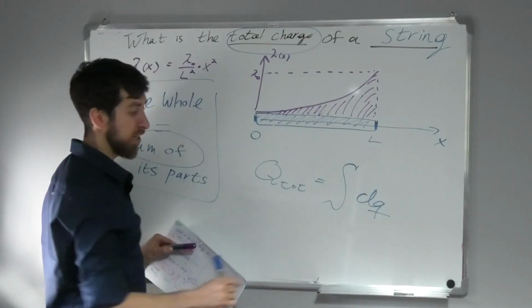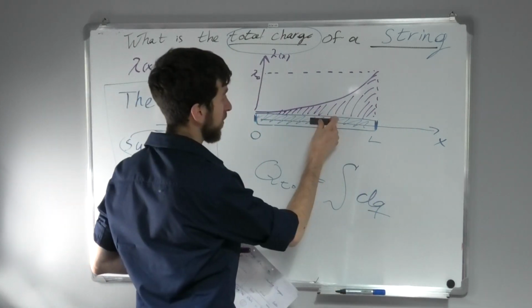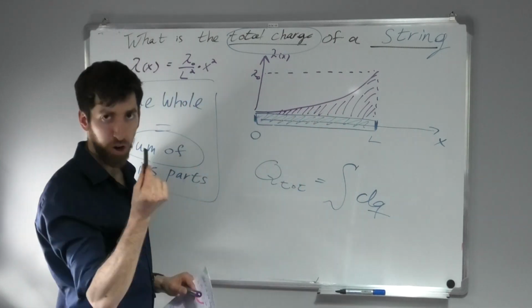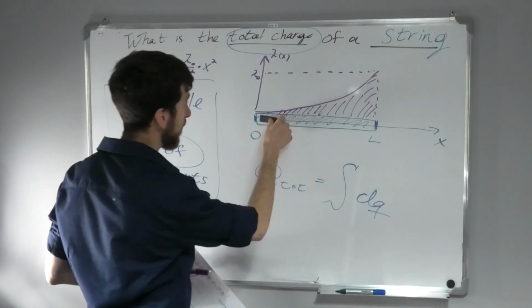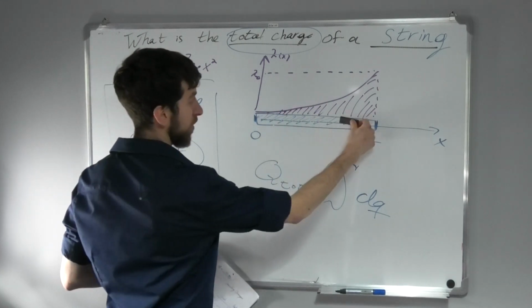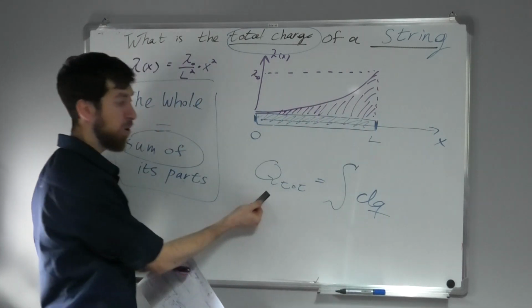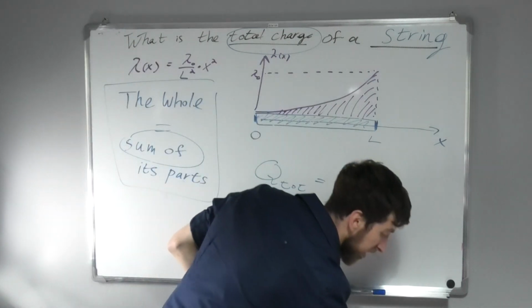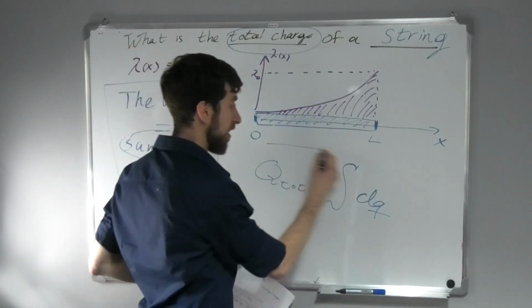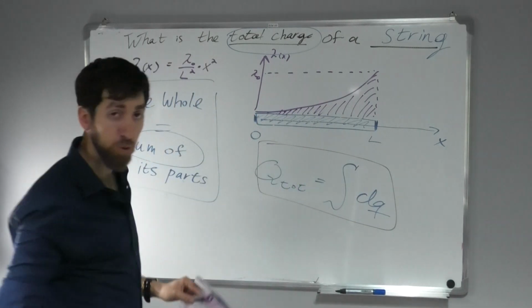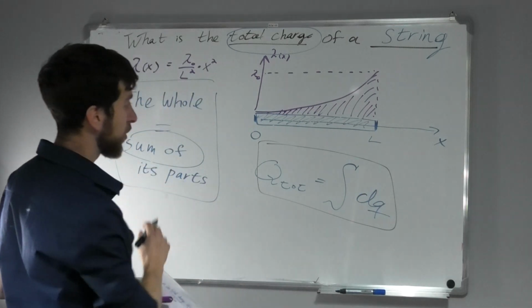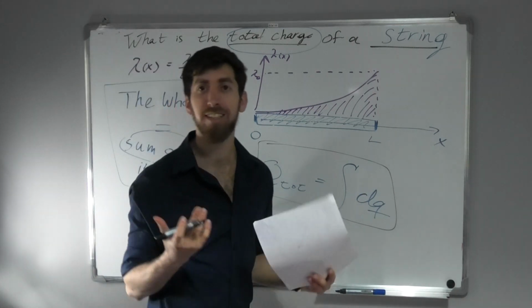This is a part. This is a small chunk, you see, a small chunk with charge. So if I sum all the small chunks of charge, I would know the total charge, which is a pretty basic idea when you think about it, but it's going to be super helpful and useful here in this class. Okay, so how am I going to divide this string?